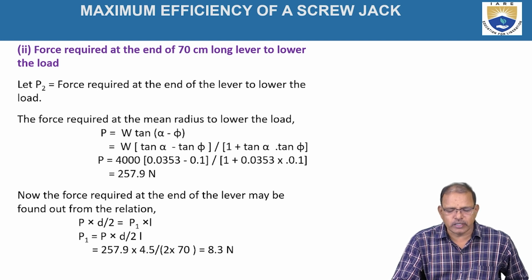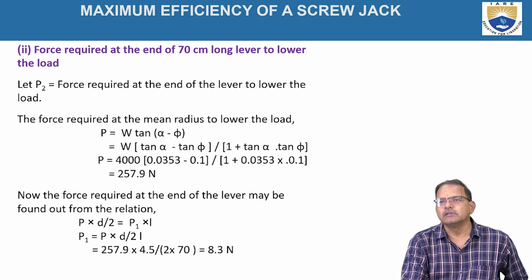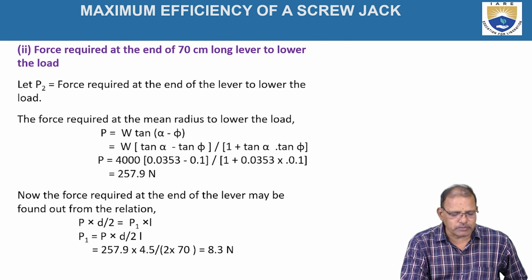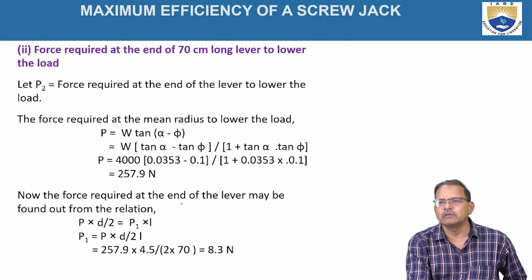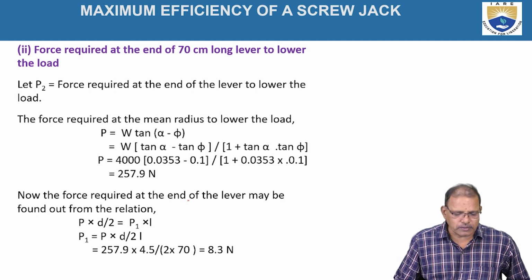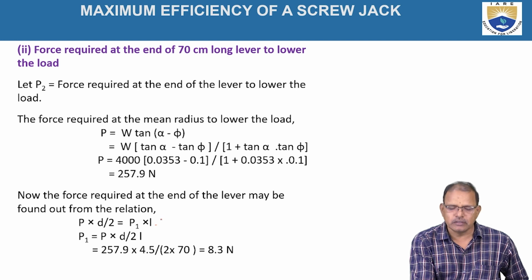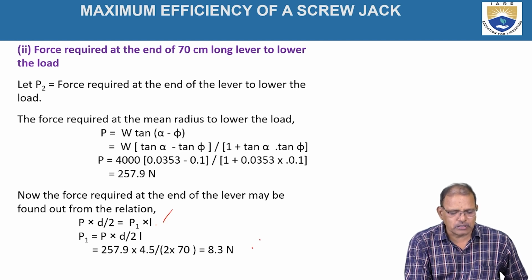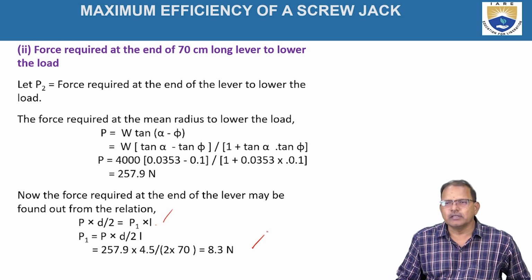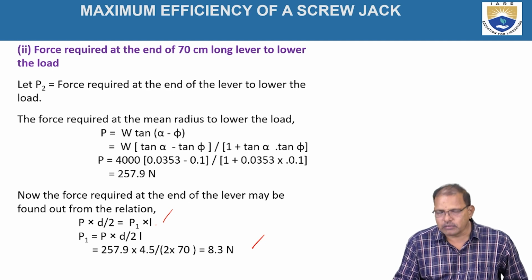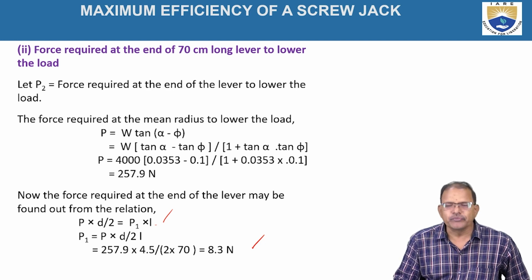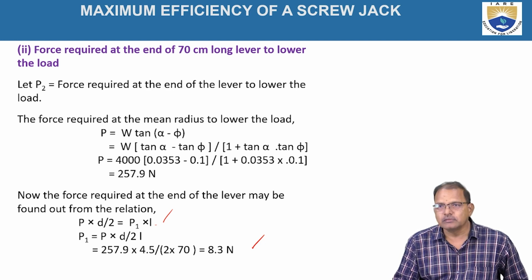Now, the force required at the end of the lever may be obtained by using the principle of moments. That is, the moment created by the force applied at the screw should be equal to the moment created by the force at the end of the lever, which is P into D by 2 is equal to P1 into L. From this relation, we get P1 is equal to 8.3 newtons. That means we can determine the force required at the end of the lever to lift or lower the load by using these equations.